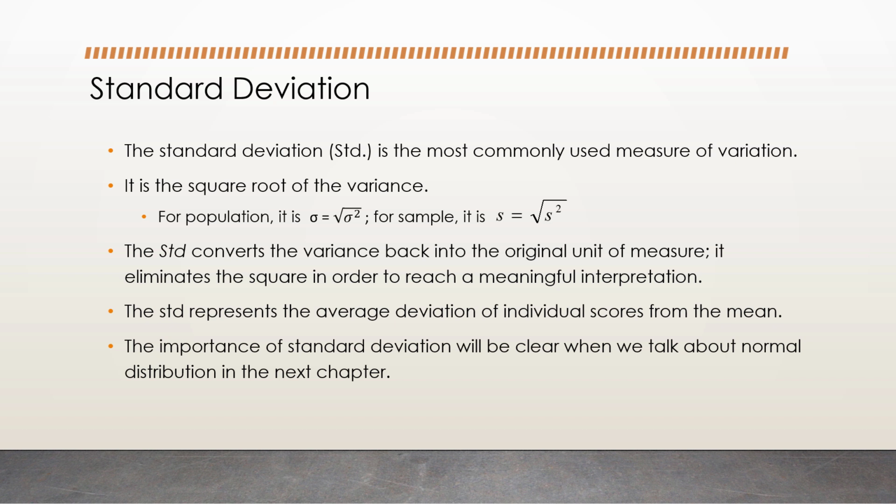Standard deviation is the most widely used measure of variation. It's denoted by sigma for population and S for samples. By taking the square root of the variance, standard deviation converts the value back into the original measurement units, making it easier to interpret. Conceptually, the standard deviation represents the average deviation of individual scores from the mean. You will see that it is a very important concept when we discuss the normal distribution in the next chapter.